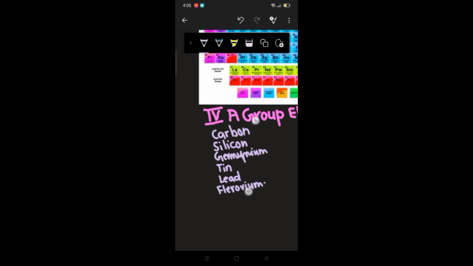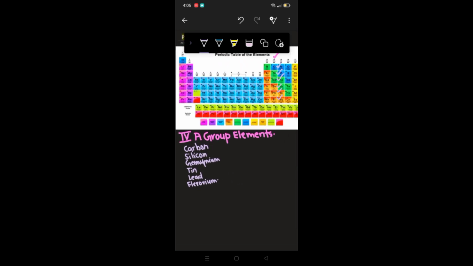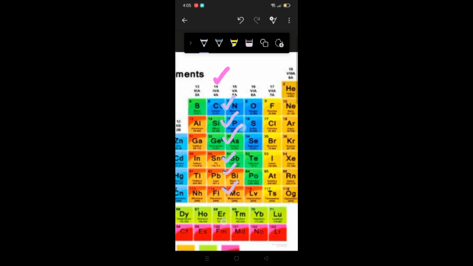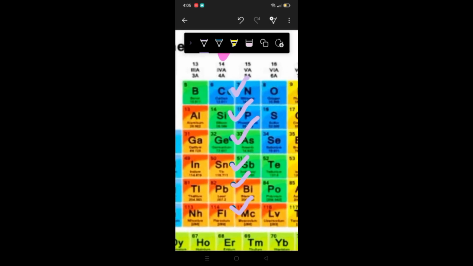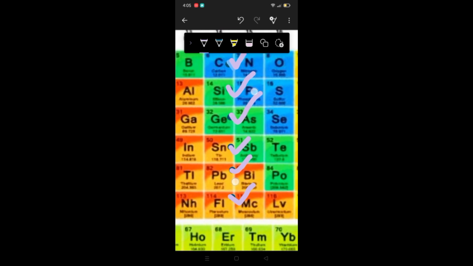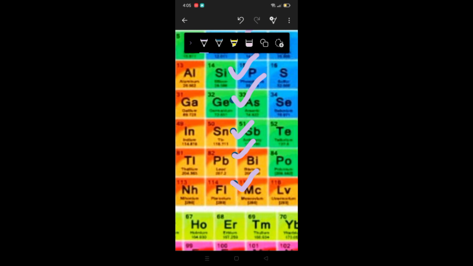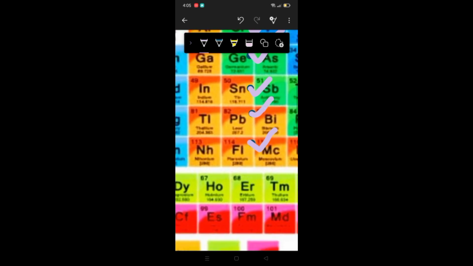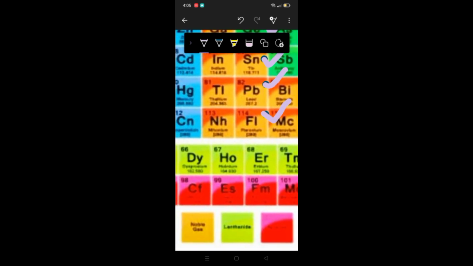So now let's talk about their symbols, how they are represented. First of all we are going with the periodic table. Carbon is represented with symbol capital C. Silicon is represented with capital S and small i. Germanium is represented with capital G and small e. Tin is represented with capital S and small n. Lead is represented with capital P and small b. And flerovium is represented with capital F and small l.